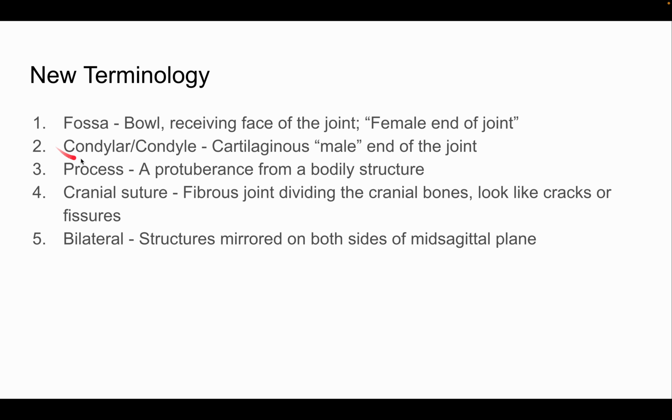Now, the condyle is a cartilaginous male end of the joint. So that's going to be going into the joint. A process is a bony protuberance from a bony structure. A cranial suture is a fibrous joint dividing the cranial bones, and they look like cracks or fissures, but they are not. Bilateral means that structures are mirrored on both sides of the mid-sagittal plane.